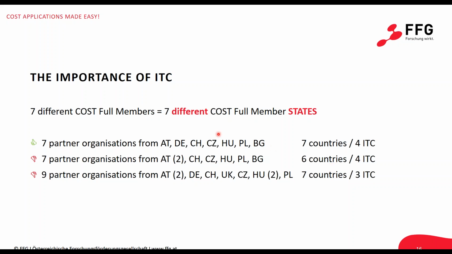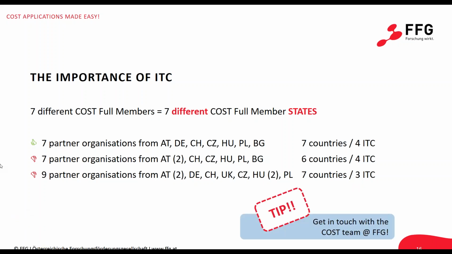You don't reach the minimum criteria of the 7 different COST full member states. Also here, 9 partner organizations from 7 different countries, that's fine, but here we only have 3 different ITC countries, and this doesn't reach the quota, which actually has to be 4 in that case. So also here, this consortium would not be eligible. I hope this makes it halfway clear.